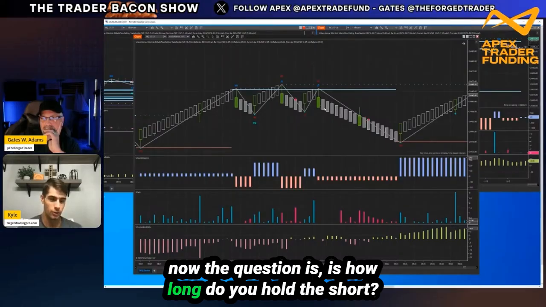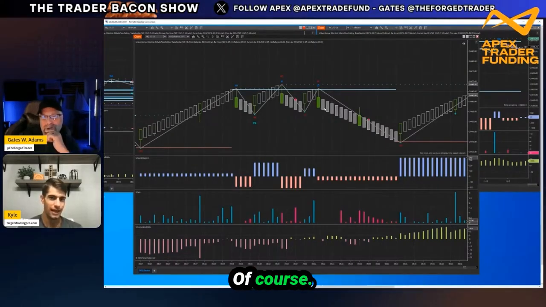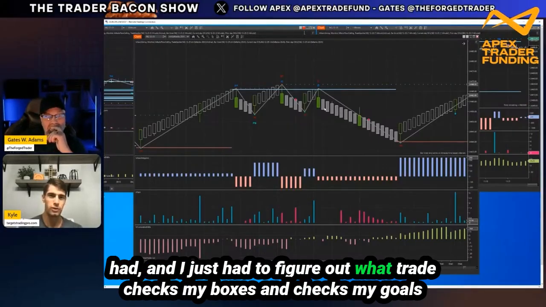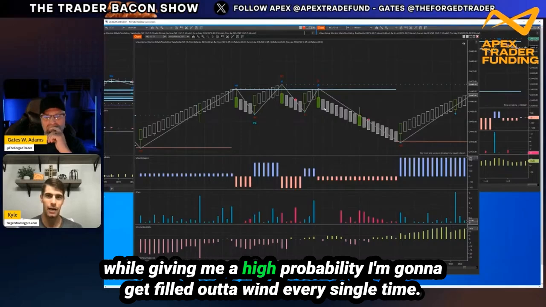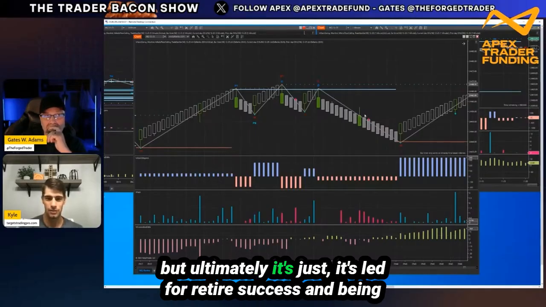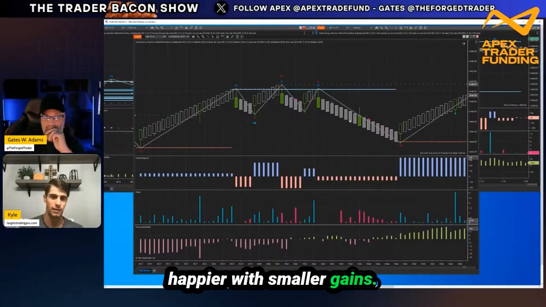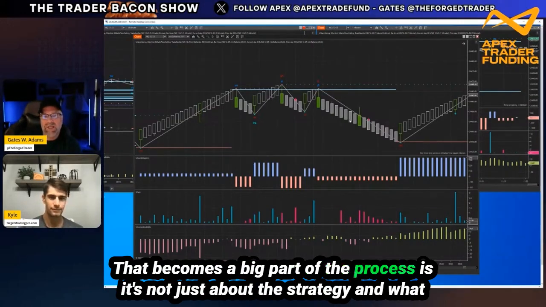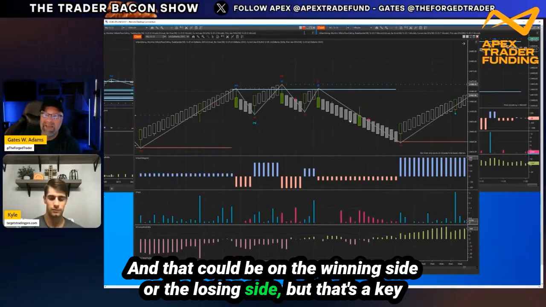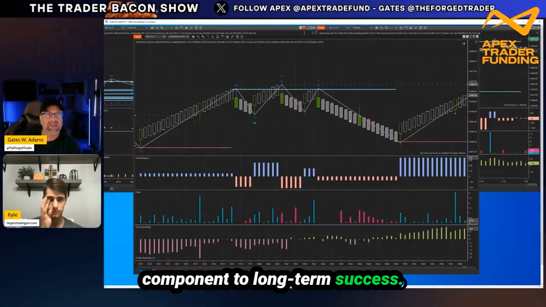Now, the question is how long do you hold the short? Well, that's the $1 million question. For me, I quit trying to maximize every trade. I had to figure out what trade checks my boxes and my goals while giving me a high probability I'm going to get filled at a win every single time. So I trade to a much smaller target than I used to, but ultimately it's led towards higher success and being happier with smaller gains. That becomes a big part of the process. It's not just about the strategy and what gets you in, but also what gets you out, whether on the winning side or the losing side, and that's a key component to long-term success.